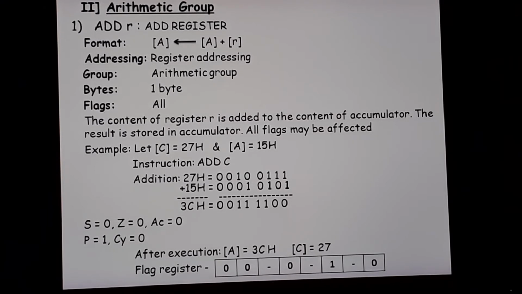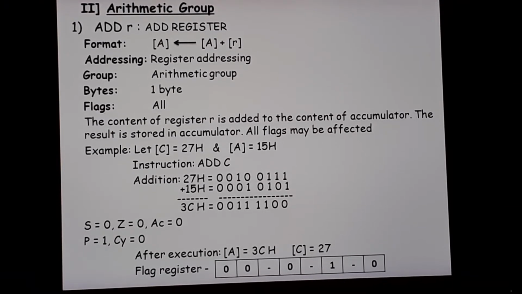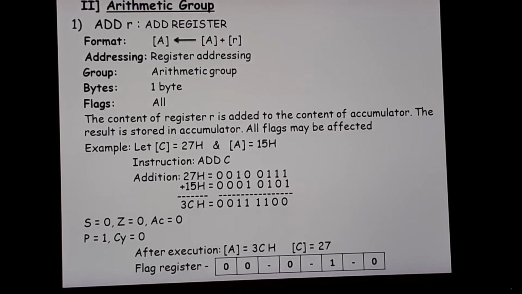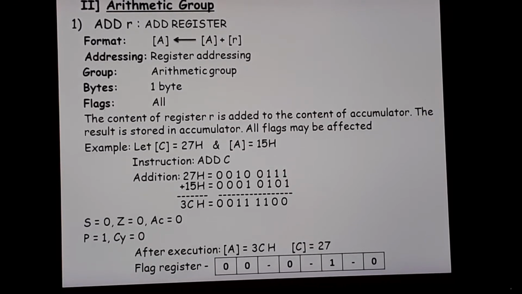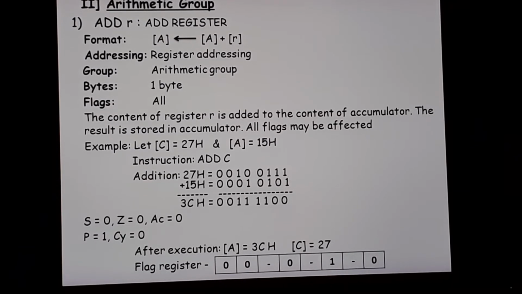Now let us see one example. I have taken an example as ADD C. The instruction is ADD C. C means the register that I have assumed as the C register. You can take B, C, D. If you want to take A itself, you can take A. What happens if you take A plus A? The result also will be placed in A.